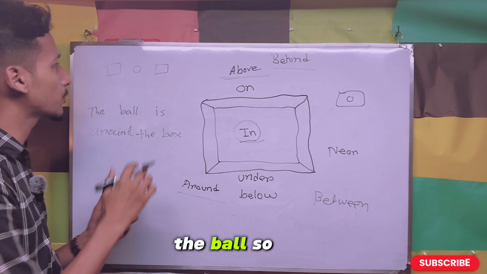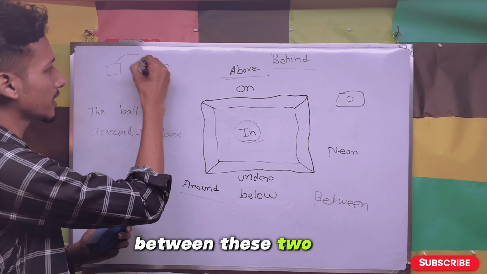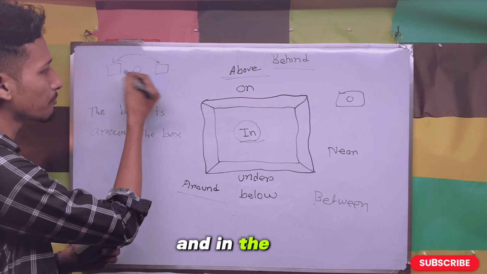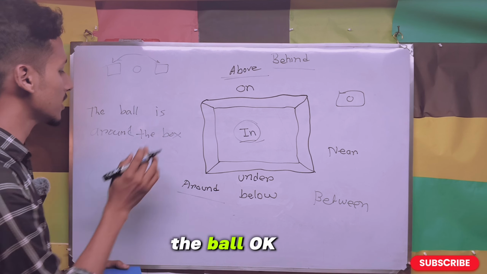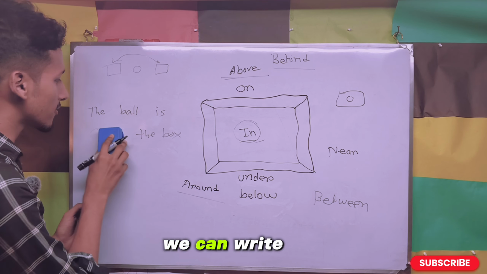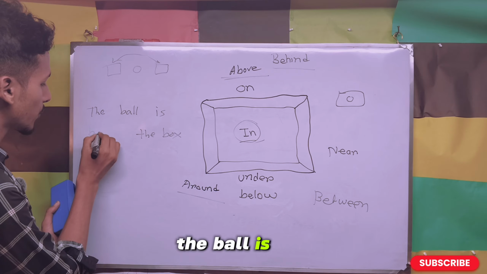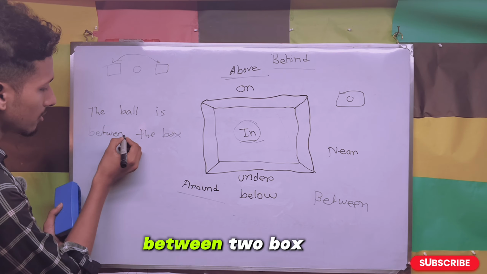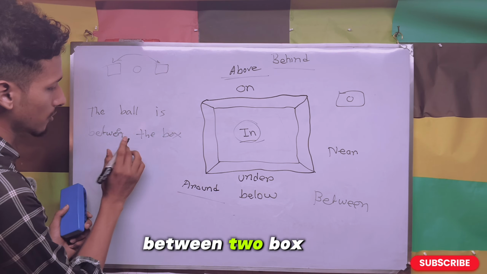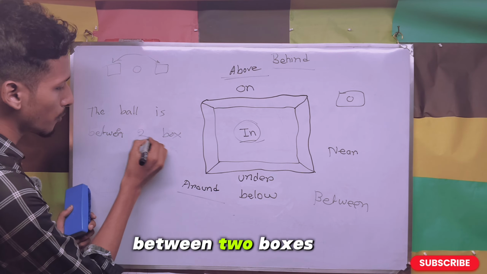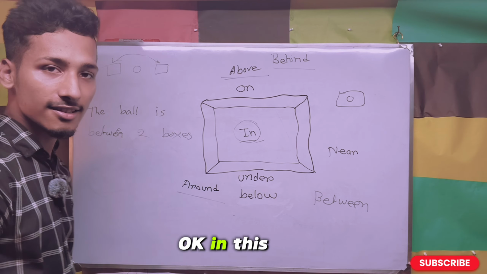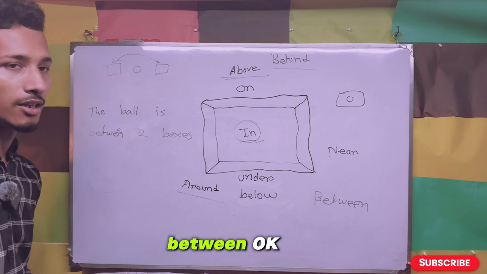So here is the ball. Between these two things, in the middle point, the ball. Okay, in this case we can write the ball is between two boxes. In this case we can say between.